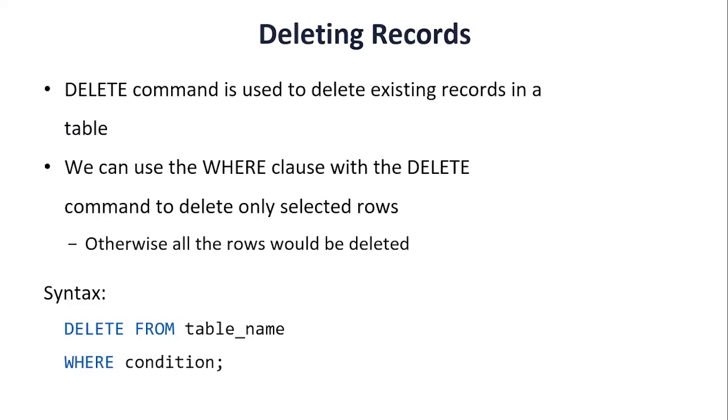So again, that's very similar to what we already have seen. We have delete command. So the syntax would be delete from the table name followed by a where condition. So again, where condition is optional, but unless you want to delete everything from a table, you have to specify a condition. If you simply say delete from table name, it will delete all the records. But that is not something we want usually.